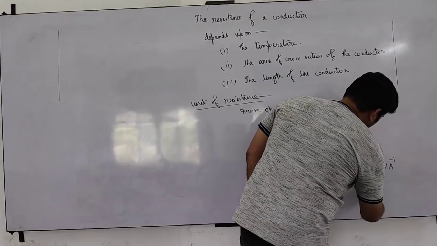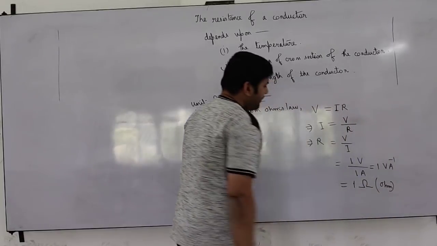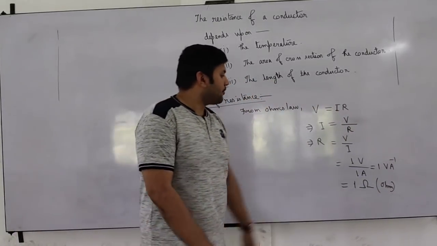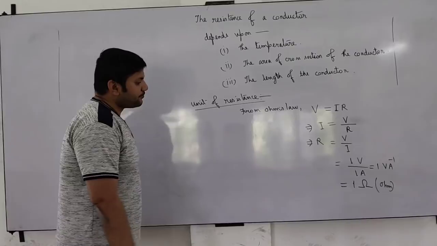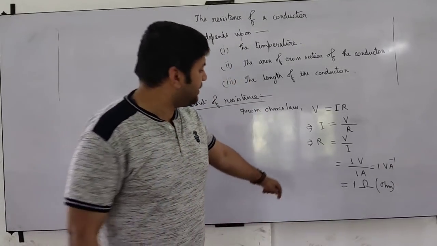Symbol in short form, to write this, the symbol is omega. So the SI unit of resistance is ohm.